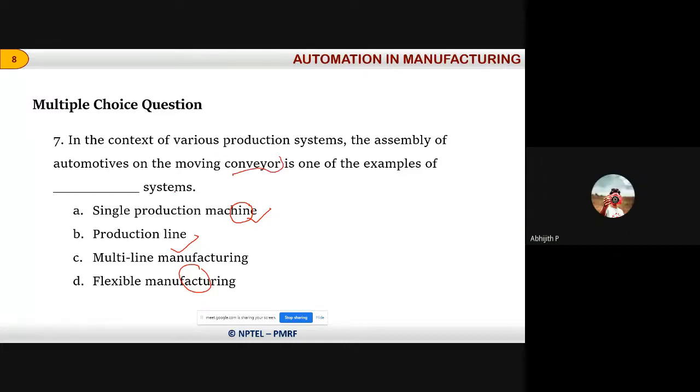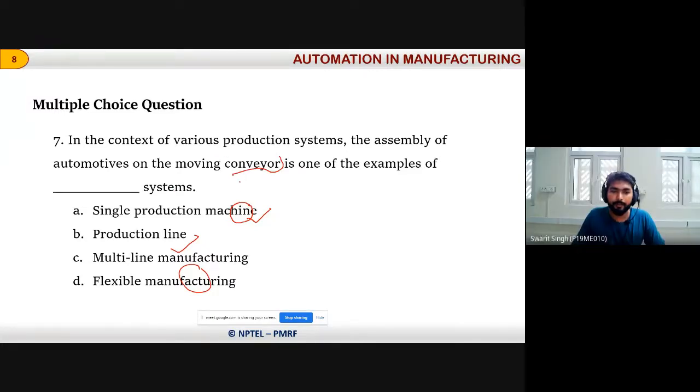There is a conveyor, and if you have visited or seen some assembly of automotive vehicles, there is a conveyor which is carrying the component, but there are some other machines also. Other machines and humans are there, doing their tasks to complete this assembly. So this is definitely not a single production machine, right? Because there is the involvement of different types of machines. I hope you got the answer why this option is incorrect. Okay. So moving toward flexible manufacturing.